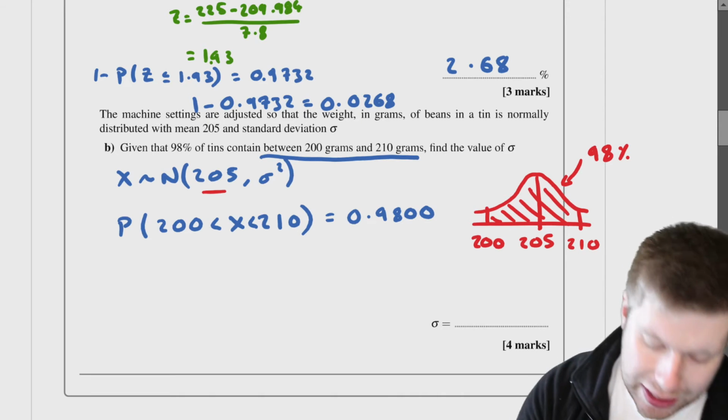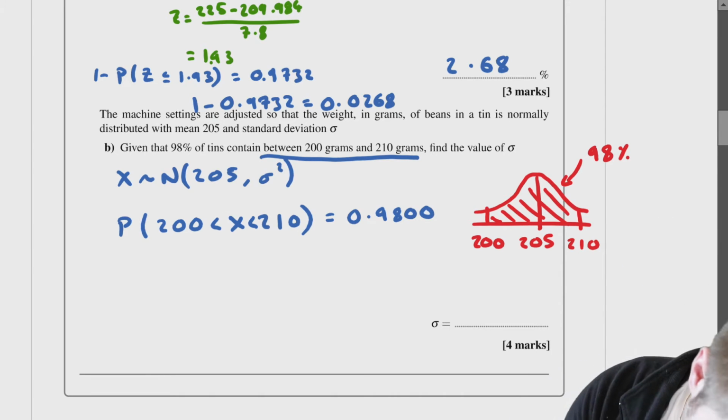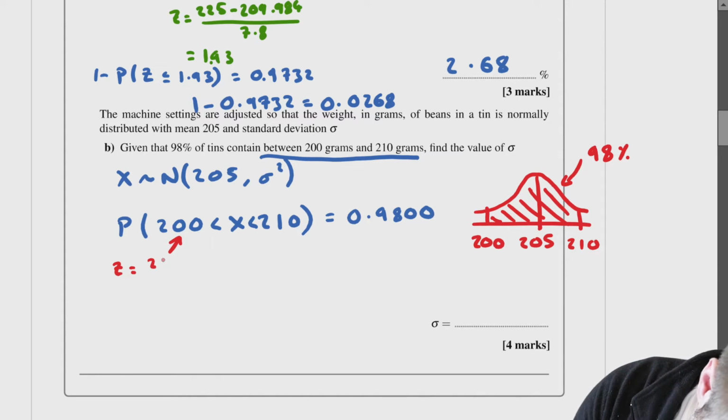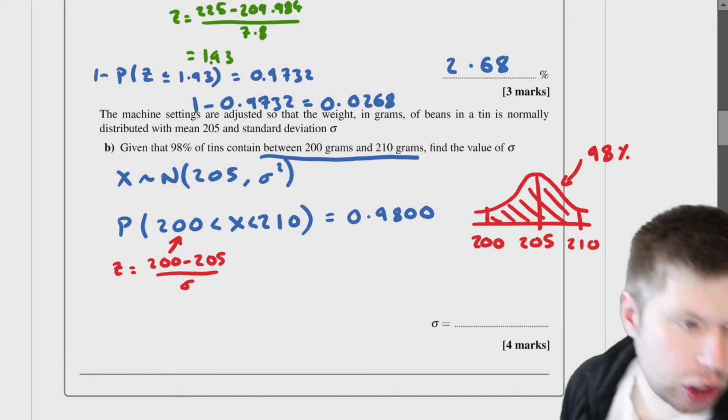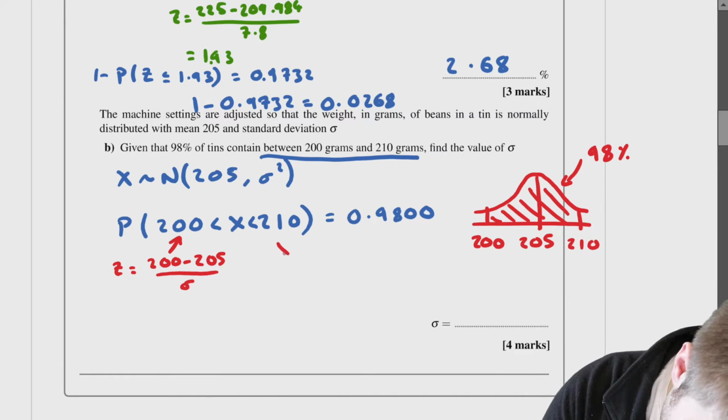So first of all, I'm going to standardize both sides of the distribution. So I'm going to standardize the 200. I'm going to do Z is equal to 200 take away my mean, which is 205, divide by my standard deviation, which I just know is sigma at the moment, okay? And this thing here, well, that should be 210.